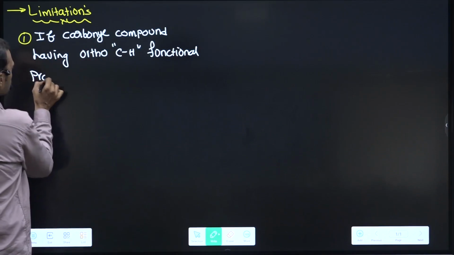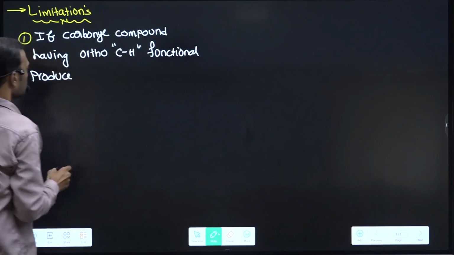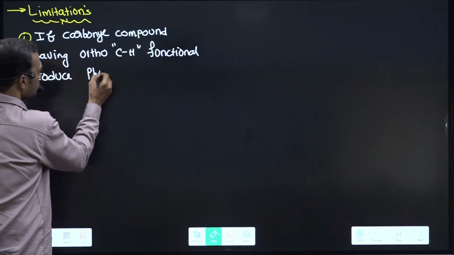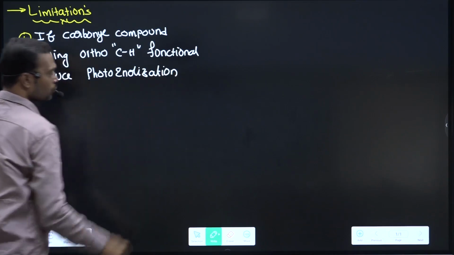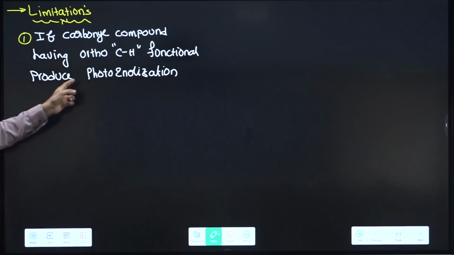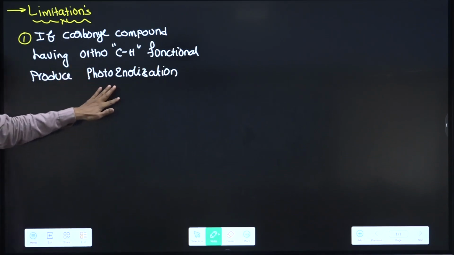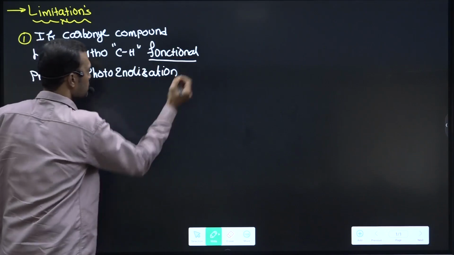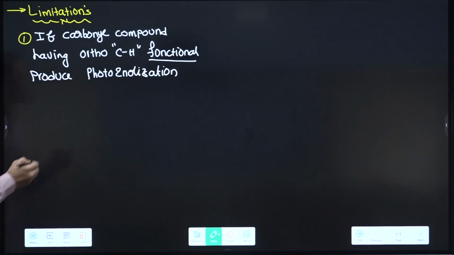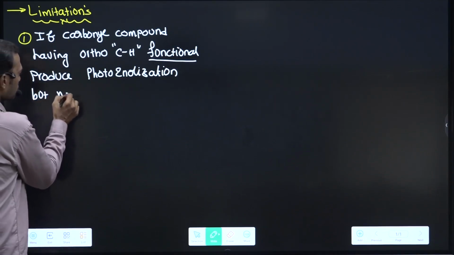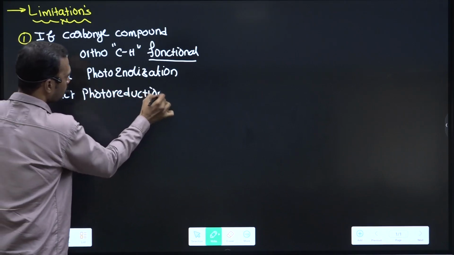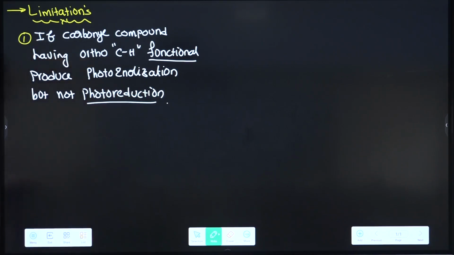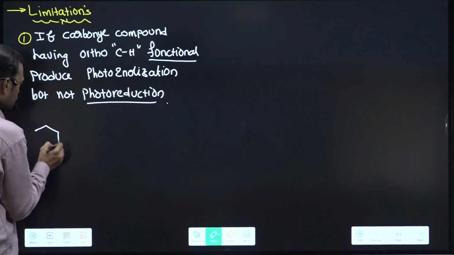That will produce photoenolization. Photoenolization is possible but not photoreduction. Photoreduction is not possible when aromatic compounds have an ortho CH functional group. So when an ortho CH functional group is present, that will produce photoenolization but not photoreduction. Photoreduction is not possible, I am saying, especially when aromatic compounds have an ortho CH functional group.